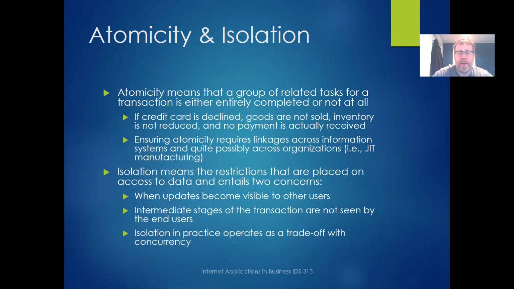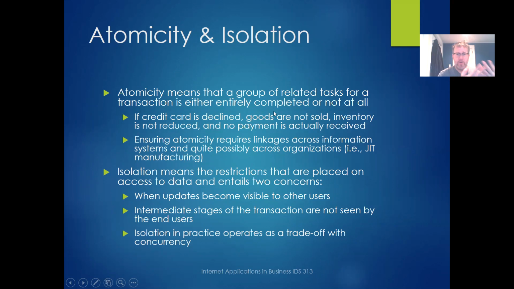Now, other things related to this: atomicity and isolation. Atomicity for a transaction means that if there is a group of related tasks, either they're all completed or none of them are completed. For example, if I go to buy some stuff on Amazon and I type in my credit card number wrong, the credit card will be declined. That means a whole bunch of cascading secondary transactions are also not going to happen. The goods won't get sold, the inventory won't get reduced, the relevant analytics in Amazon don't get processed, no payment is received. None of that stuff happens.